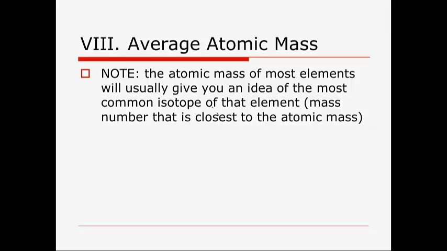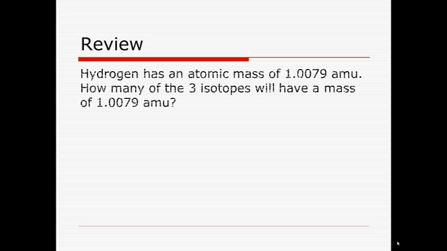The atomic mass of most elements will usually give you an idea which is the most common isotope. In other words, when you look at the atomic mass, find the nearest whole number, and that should tell you which isotope is probably going to be the most prevalent. Now here's your review question. Looking on a periodic table, hydrogen has an atomic mass of 1.0079 AMUs. So, how many of the 3 isotopes of hydrogen will have a mass of 1.0079 AMUs?